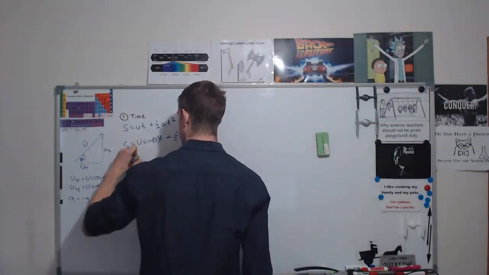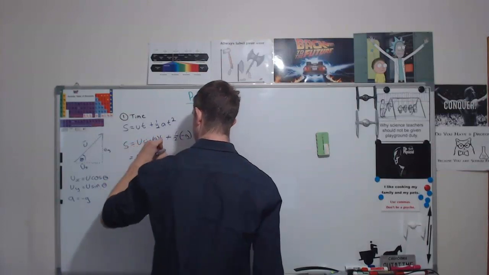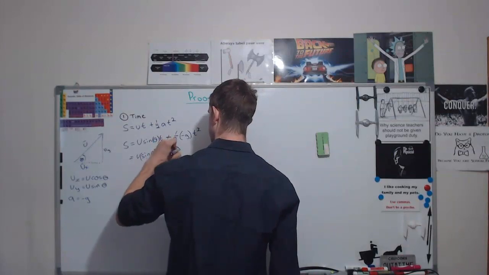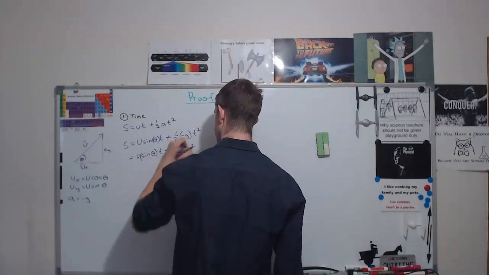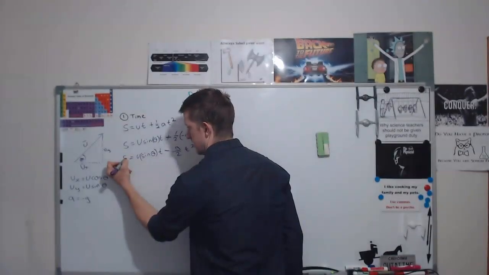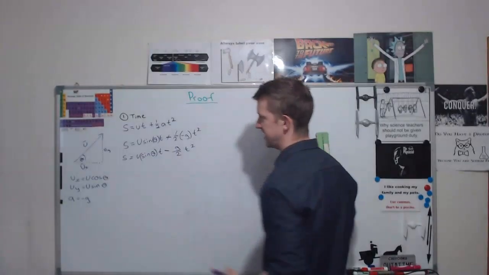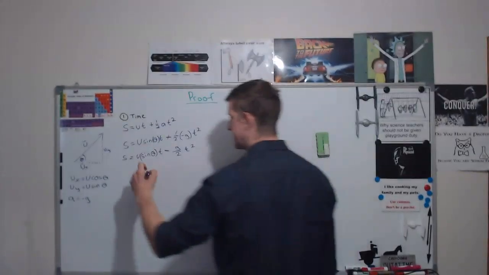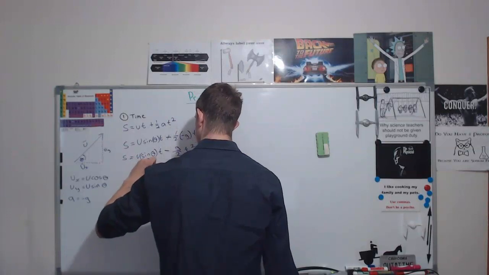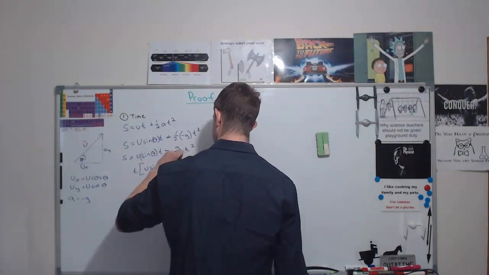So I can tidy this up a little bit. It's going to be equal to u sine theta t minus g on 2 t squared, and this is equal to my distance. So first things first, I can substitute out a t. Let's try and factorize this a little bit. If I pull a t out the front, I get t times u sine theta minus g t over 2.